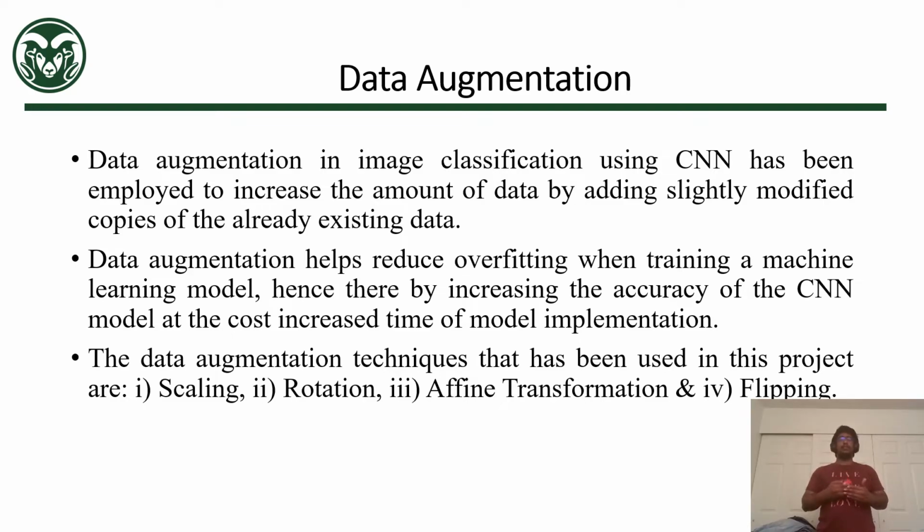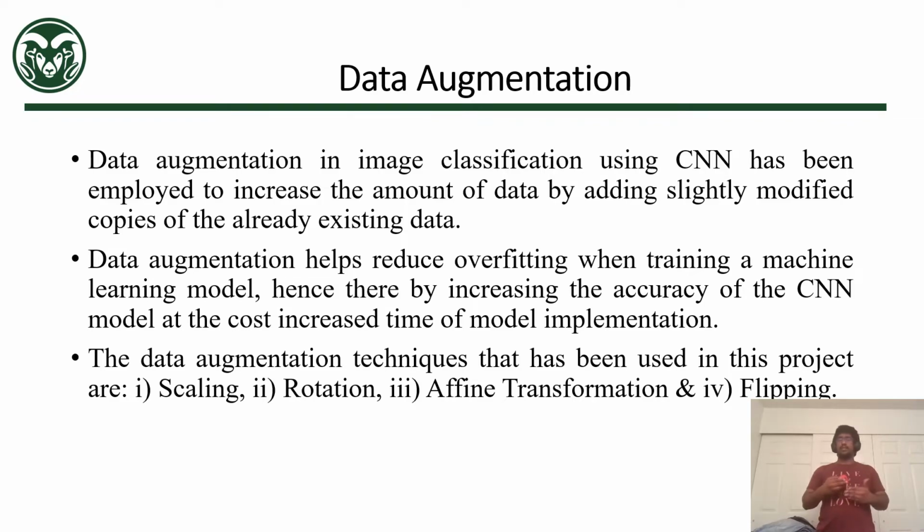Apart from CNN model implementation, I have also done data augmentation in my project, which is a very important part. In data augmentation, the image input will be increased by adding slightly modified copies of the already fed input images, and this data augmentation will help reduce overfitting when training a machine learning model, hence increases the accuracy of the machine learning model, but at the cost of increased time of model implementation.